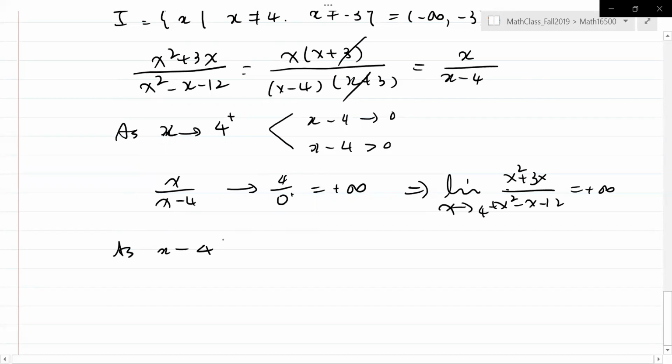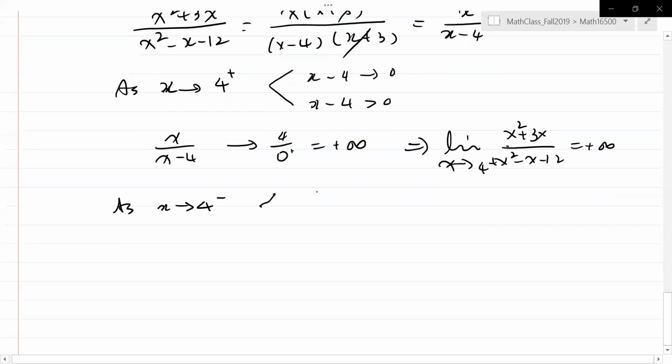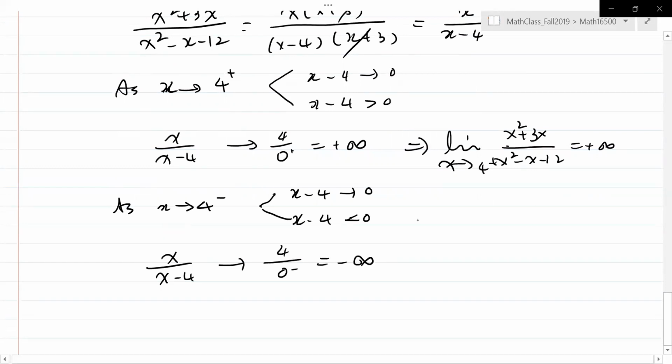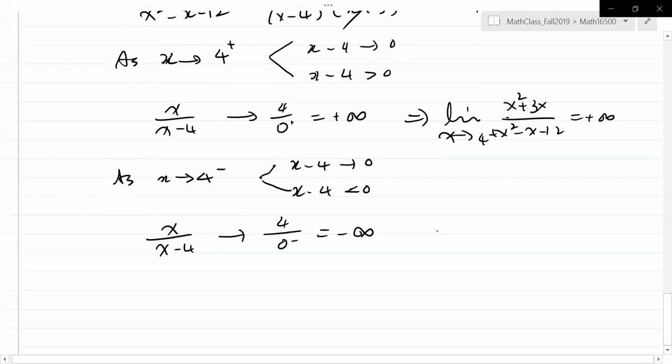Then you look at the other case. x approaches 4 from the negative side. And similarly, this is equivalent to x minus 4 approaching 0, but x minus 4 is negative. Then x over x minus 4 approaches negative infinity, which is the limit of the original function as x approaches 4 from the negative side.